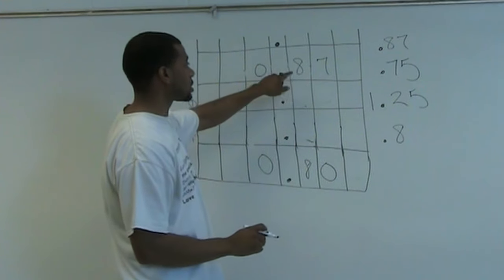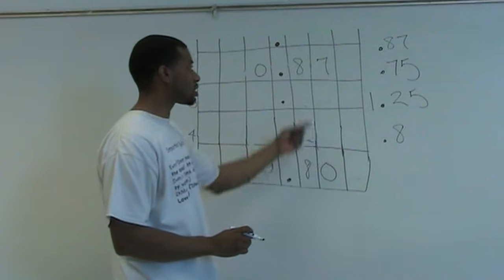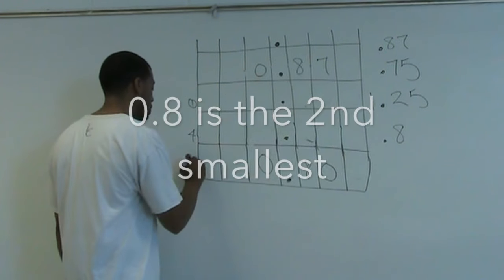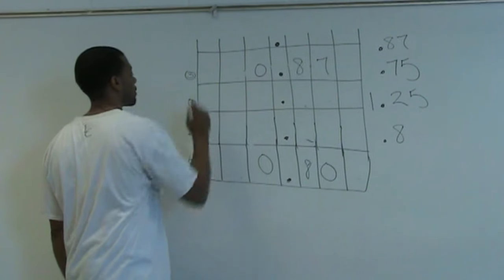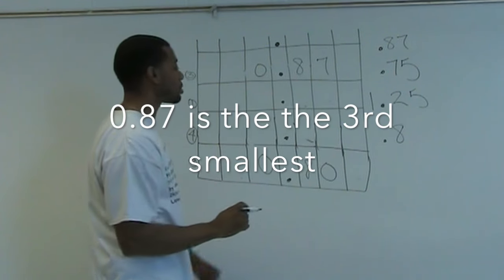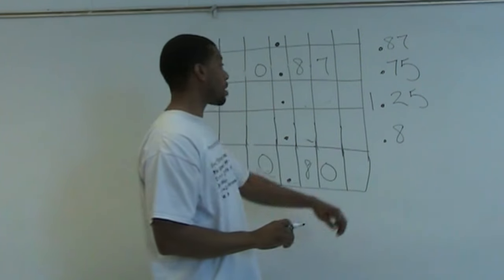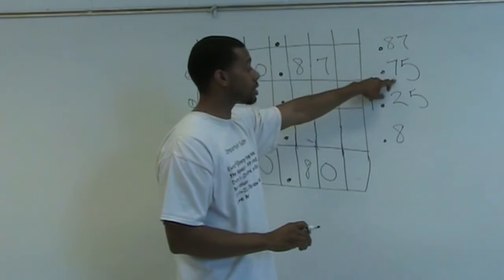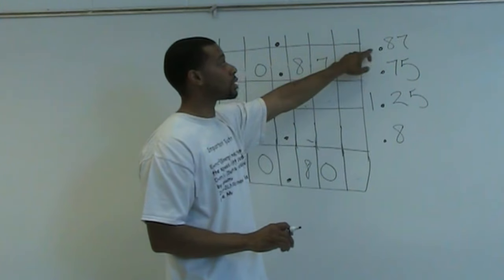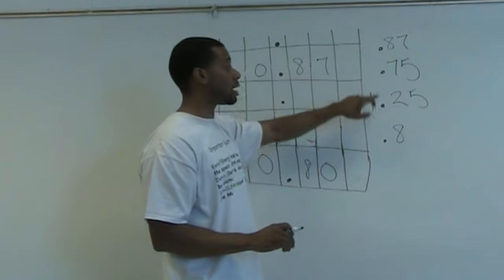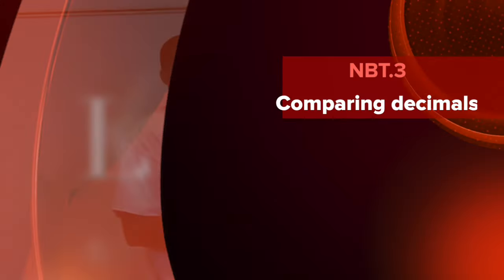Now we're just down to 80 and 87. 80 is smaller than 87, so this would be my 2. 87 would be my 3. So if I'm listing these numbers from smallest or least to greatest, my first number would be 75 hundredths. The second number would be 8 tenths. The third number would be 87 hundredths. And the greatest number will be 1 and 25 hundredths.